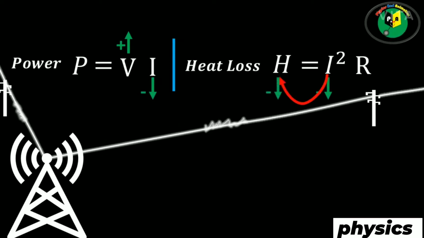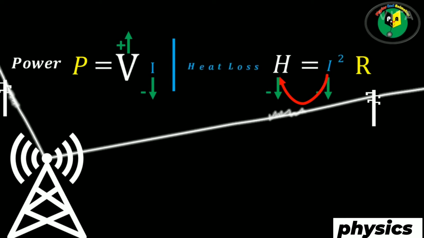If we want to transmit power P over a long range through a wire of some resistance R, in this case, it becomes necessary to transmit power at high voltage so that the current is lower. Lower the current, lower will be the heat loss and more efficient will be the power transmission. That's why we need a device called a transformer, which can increase or decrease the voltage according to our need.